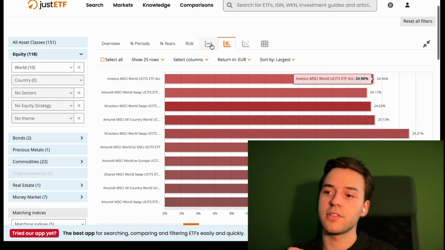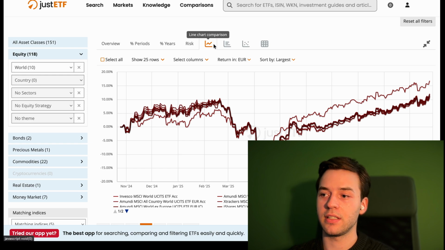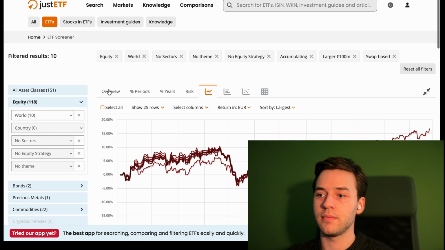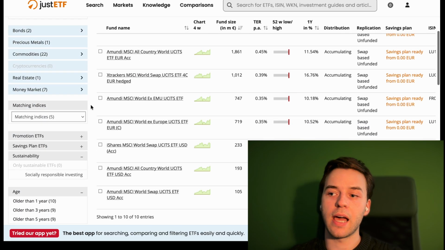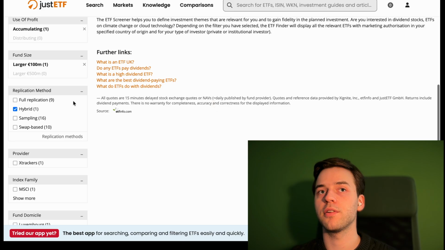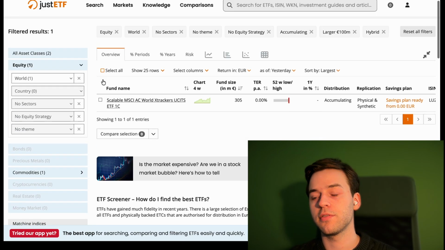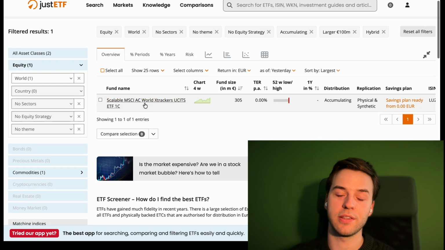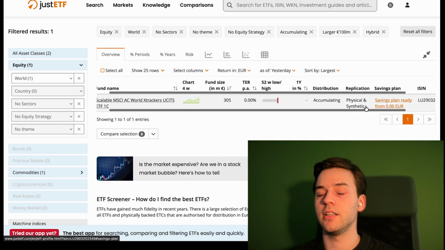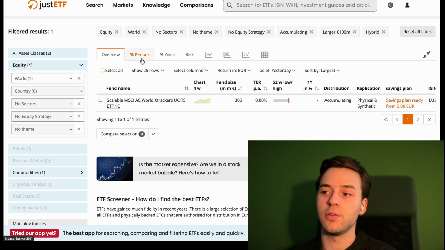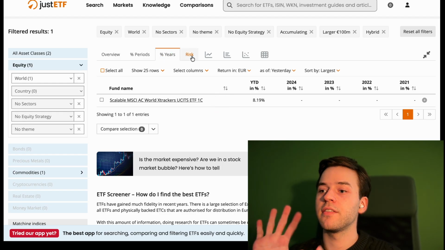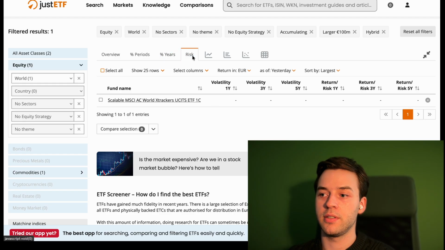And then we also see one hybrid world ETF right now. And this one is the new one from Scalable. Why is it called hybrid? Well, they use swap-based tracking, I think, for the US and China. Like for the US to cut down on the taxes. And for China, it can be quite difficult to actually buy all the stock you would like to buy in China. And then they use physical sampling for the rest of the world.